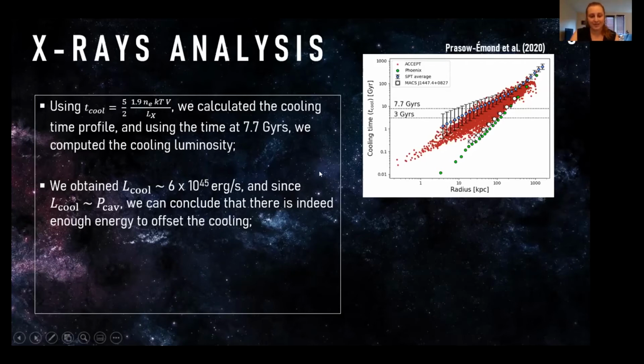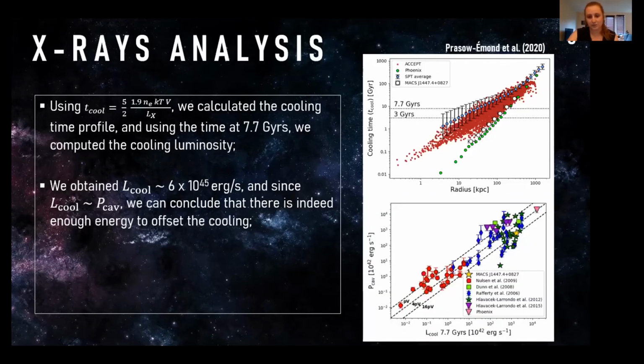But you might say, okay, but there's an order of magnitude of difference. I know it might sound weird, but looking at this graph, which shows the power of cavities and the cooling luminosity for many clusters, you can see that, here, the yellow star is MACS J1447. First, it's part of the scatter. And as you can see, MACS J1447 is just a bit lower.